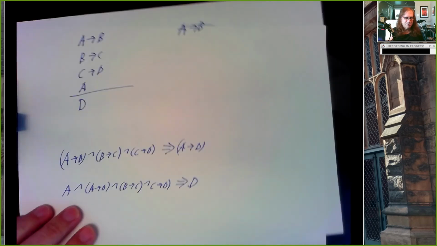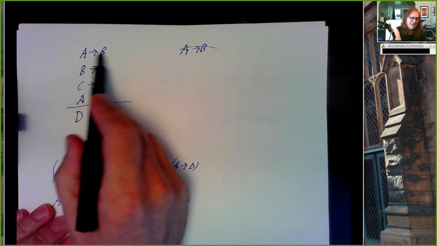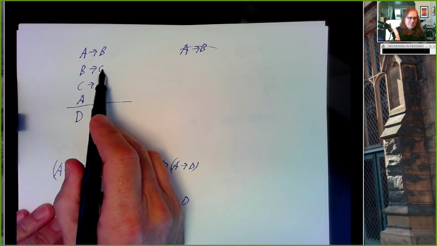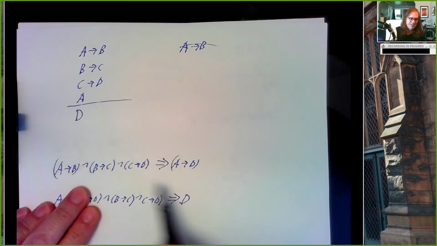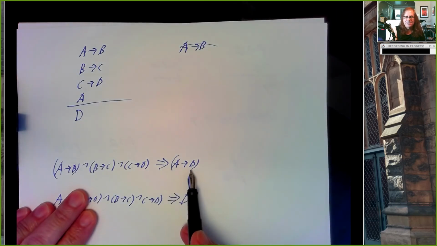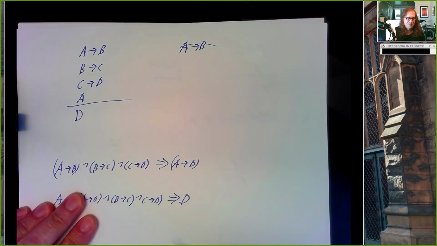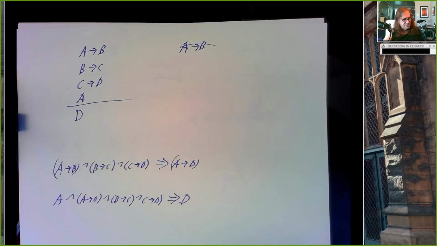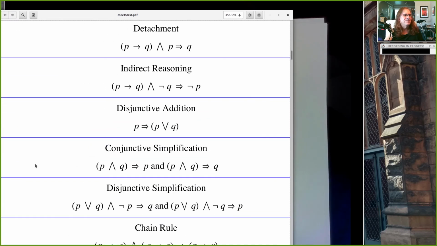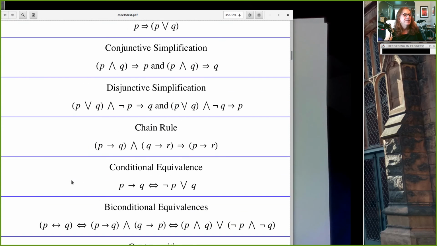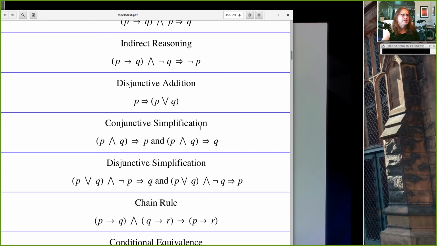Chain rule is what we were playing with here, right? If A then B, and if B then C, and if C then D, well, that means that if A then D. That's called a chain rule. And it's usually presented with just, you know, 2 levels of chaining. So if P implies Q and Q implies R, then P must imply R. And so there's a whole page of these.